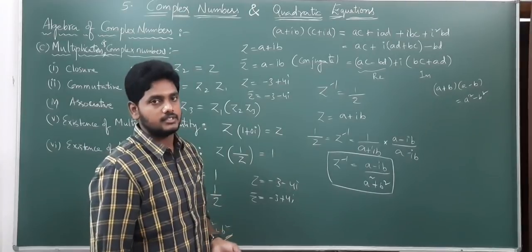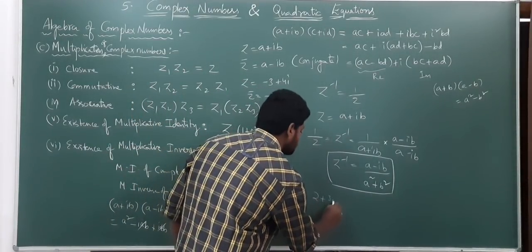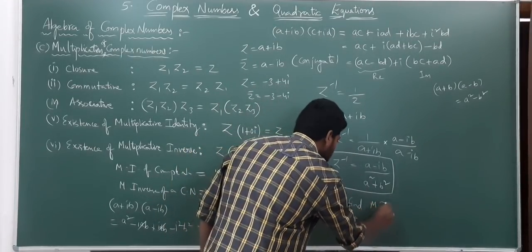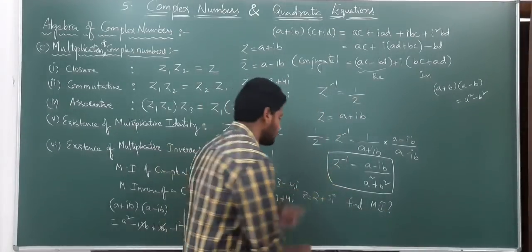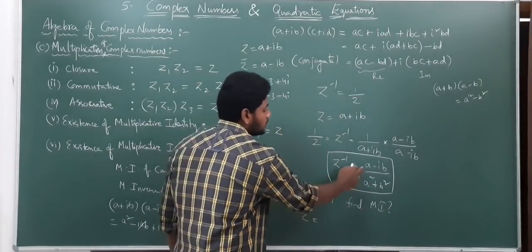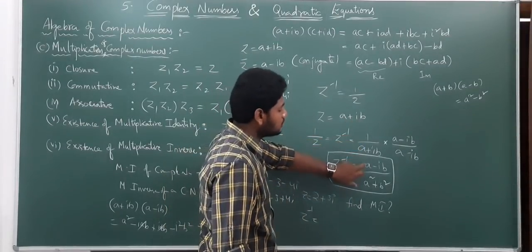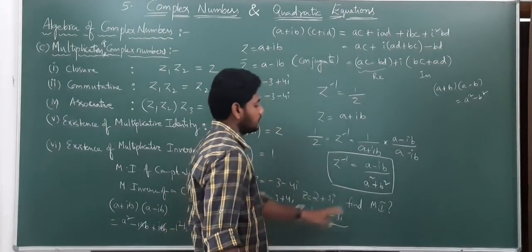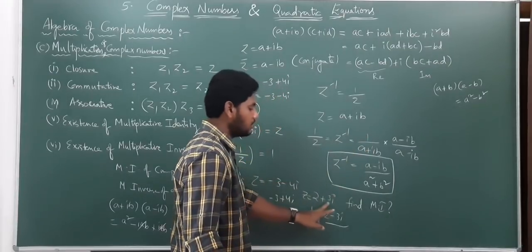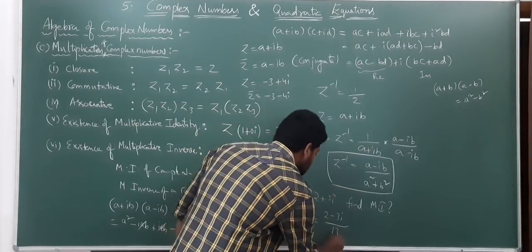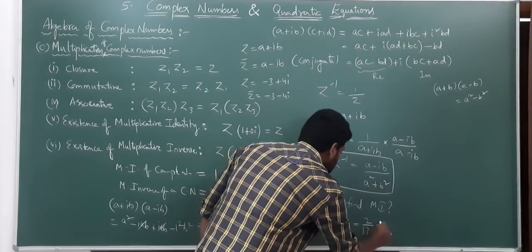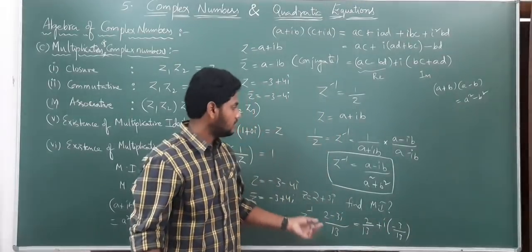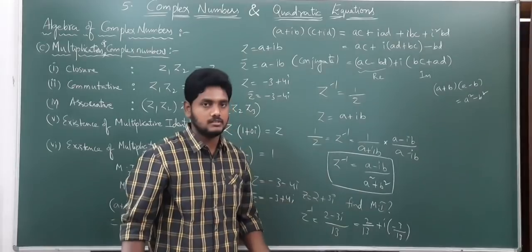They may ask one more question. If z is equal to 2 plus 3i, find the multiplicative inverse of this z. So what was the formula? Z inverse is equal to the conjugate of this. If z is equal to a plus ib, the conjugate is a minus ib, divided by a square plus b square. What is the conjugate of 2 plus 3i? 2 minus 3i by a square plus b square, that is 2 square plus 3 square. 2 square is 4, 4 plus 9 is 13, which is equal to 2 by 13 plus i into minus 3 by 13. Again it is in complex number form, right? So the multiplicative inverse is also a complex number, right?